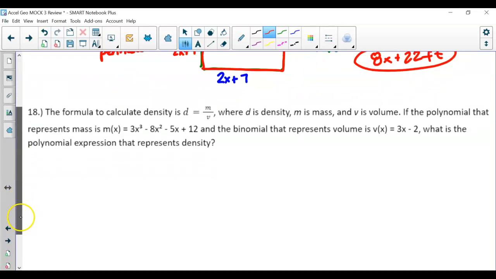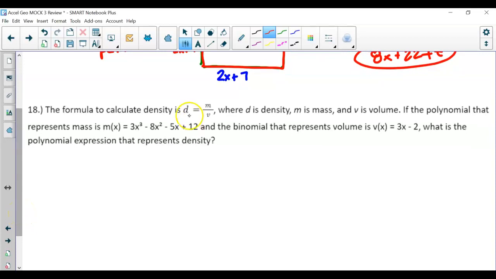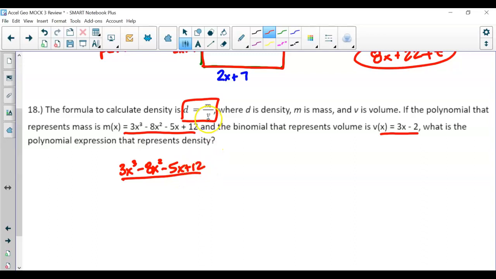Now in number 18, after reading through here, calculate density, we're using this formula where it's mass divided by volume. Now mass is the 3x cubed expression here, and volume is 3x minus 2. So notice we're dividing 3x cubed minus 8x squared minus 5x plus 12 by volume, which is 3x minus 2. Now notice we can't do synthetic because of the coefficient of 3. We do have to do long division for this problem.